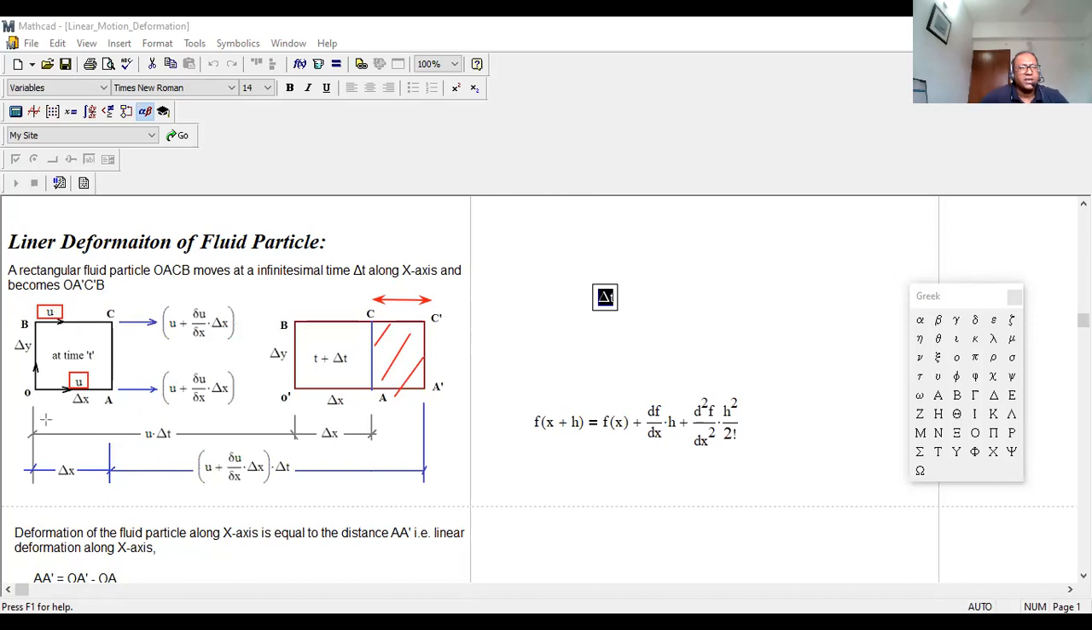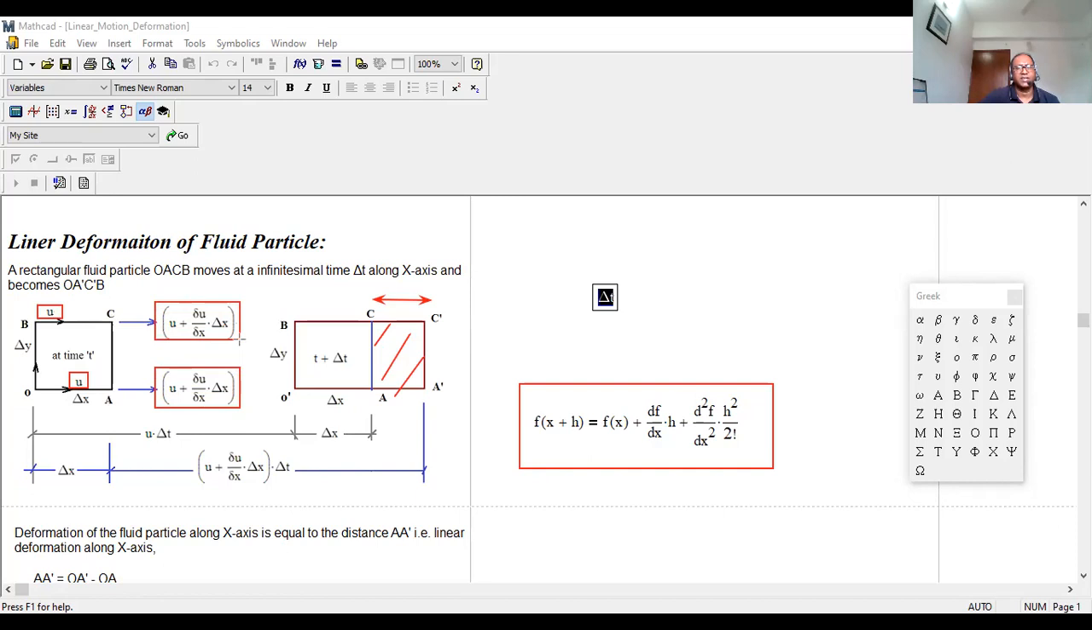So if the velocity at point O is u, what will be the velocity at point A? Same thing, you need to use the Taylor series. What is my delta? It is del x. So u plus del u by del x into del x. This is the velocity along the x-axis of point A. Similarly, the velocity of point C along the x-axis.